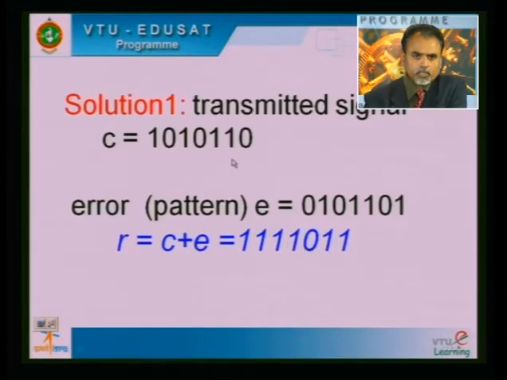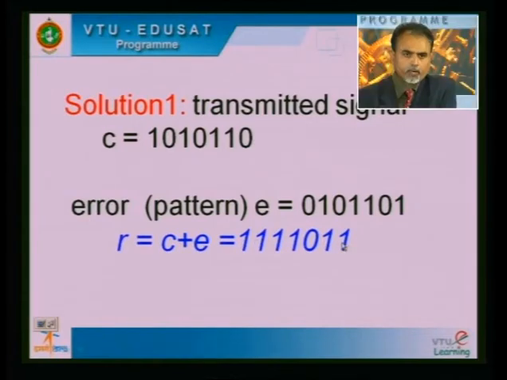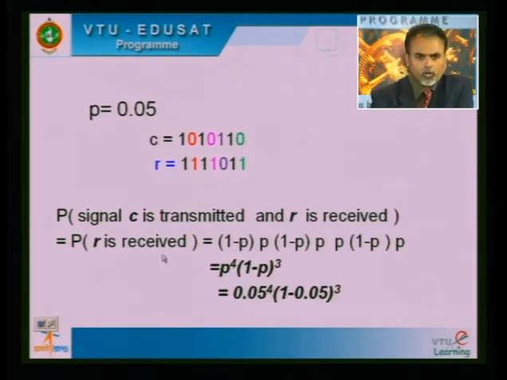For that, what do we do? Here, c is there, and we want r, but r equal to c plus e. Hence, we add c and the given e, and we get the received signal r. Now come to probability. Probability p equal to 0.05. In how many places is the received word differing from c? 1, 2, 3, 4, so incorrect in 4 places. That is, incorrect once, twice, thrice, and 4 times. The remaining 3 places are correct transmission, 1 minus p each. So the probability is p raised to 4 times 1 minus p raised to 3, that is, 0.05 raised to 4 times 1 minus 0.05 raised to 3. Hope you can find it very easily. This small probability is the probability that the signal is received.